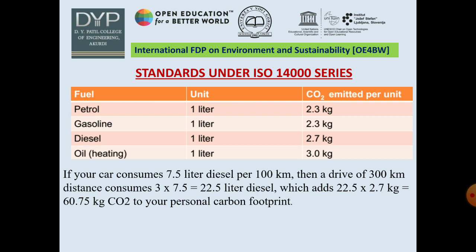Consider a car consumes 7.5 liter of diesel per 100 kilometer. Then we drive the car for 300 kilometer. So total fuel consumption is 3 into 7.5, which is equal to 22.5 liter of diesel. Now we know that consumption of 1 liter of diesel produces 2.7 kg of carbon. So the total carbon produced during this journey is 22.5 into 2.7, which is equal to 60.75 kg CO2 added to your personal carbon footprint.